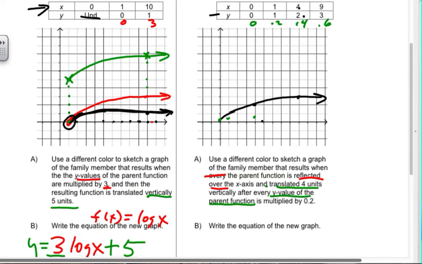0.4, not quite half. And this one will be over here. So as you can see, we have squished this thing down considerably. Okay, so I multiplied every y value in my parent function by 0.2.